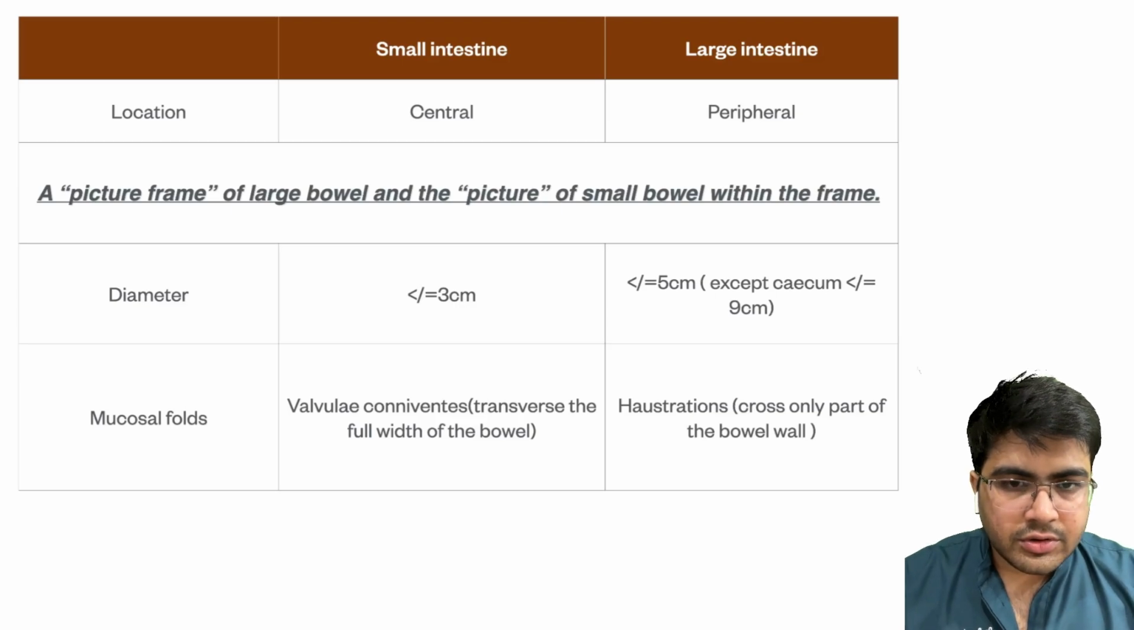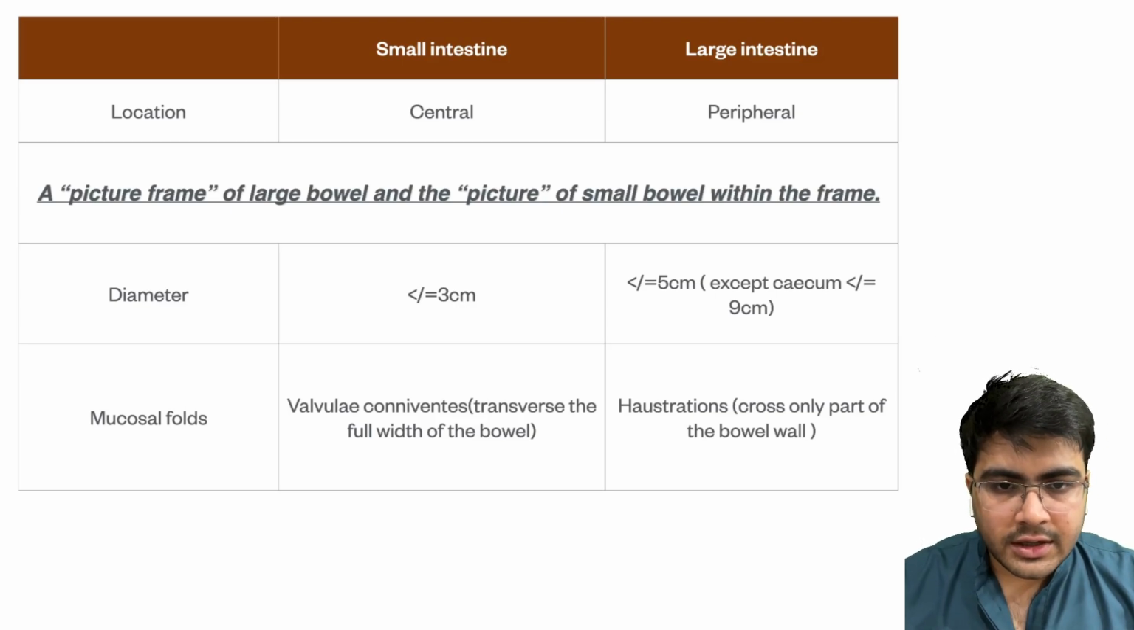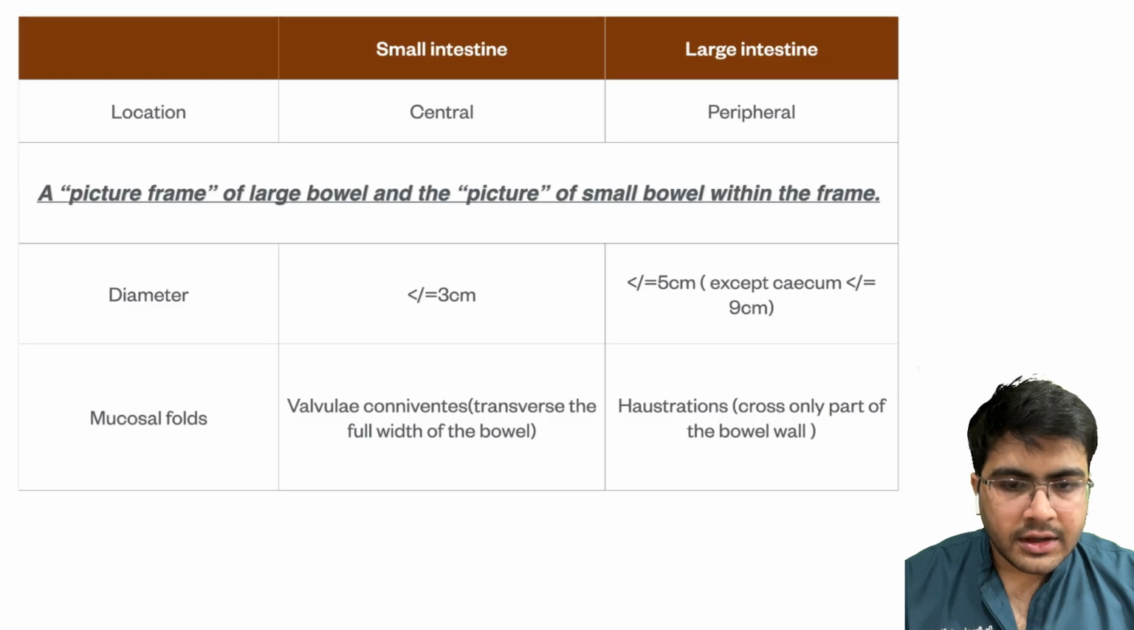So the most common pathology for which an abdominal X-ray is done is intestinal obstruction. First you need to understand the shadowing of the small and large intestine on an abdominal X-ray. The small intestine is located centrally while the large intestine is peripheral. So this is known as a picture frame of large bowel and the picture of small bowel within the frame. This is how it has been historically described.